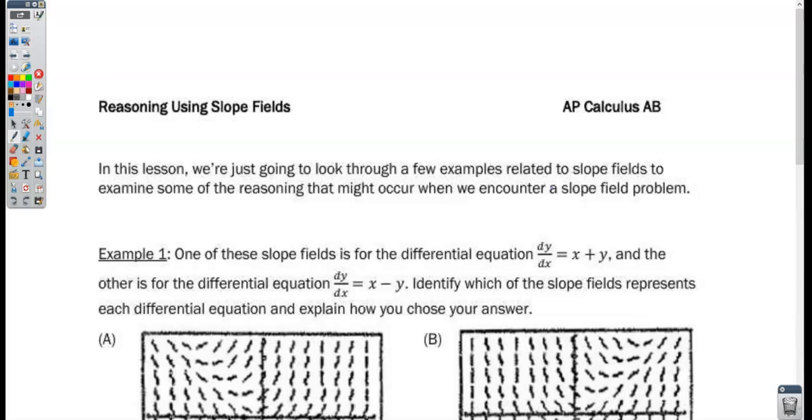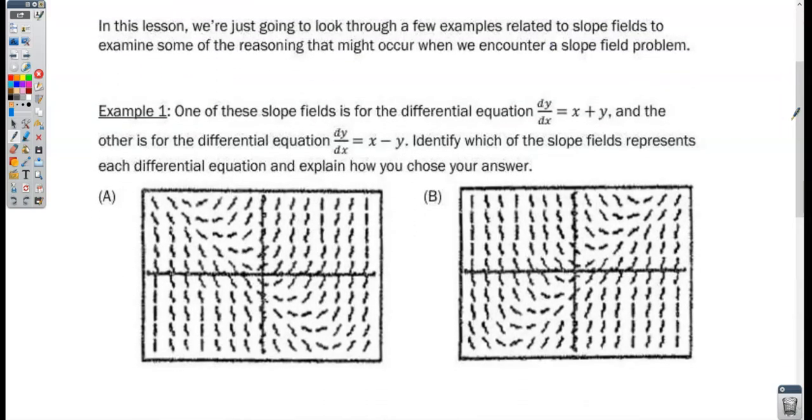Alright, I would recommend during this video that you look at the introduction to the example and then pause the video and see if you can figure out what the answer is and what your reasoning is for any of these problems. And then start the video back up and see how you do. Alright?